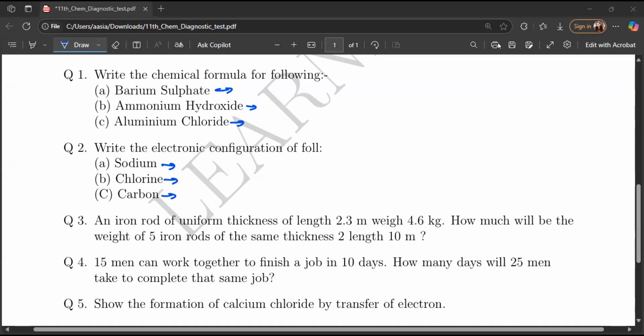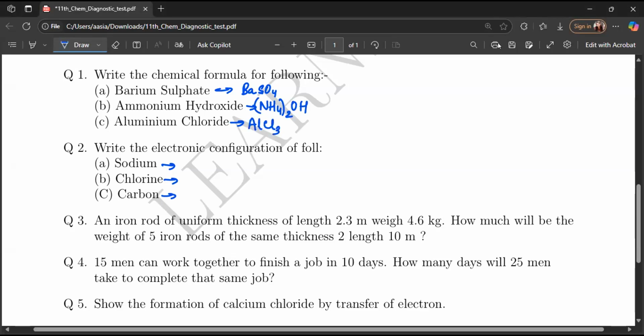Done the first question? Ma'am, first and second done. Okay, just tell me the answer. What is the chemical formula for barium sulfate? BaSO4. Second one, I'm confused about that. NH4 whole twice OH, hydroxide. Okay, for aluminum chloride. AlCl3.